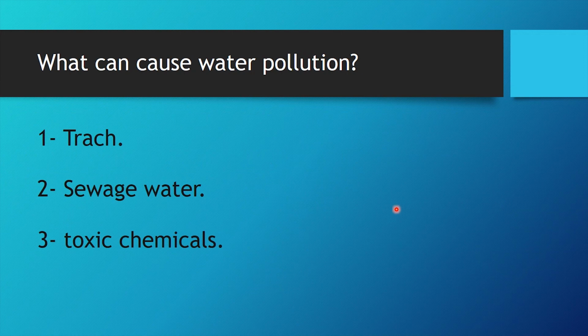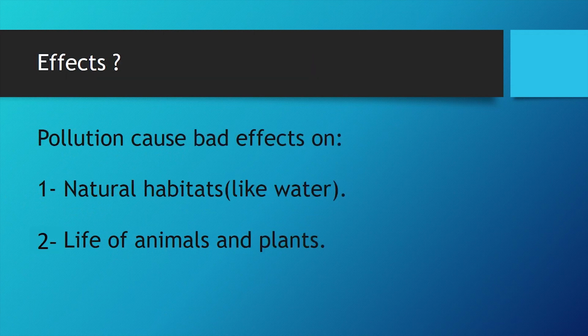So let's review what we learned. What can cause the water pollution? It can be caused by trash, sewage water, and toxic chemicals. So what are the bad effects of pollution? Pollution causes bad effects on the natural habitats like water and the life of animals and plants.